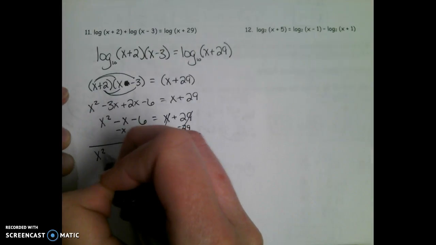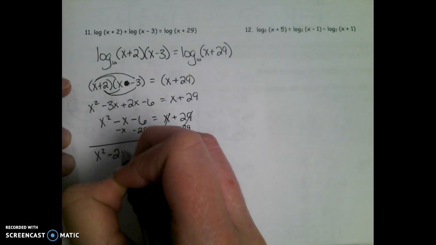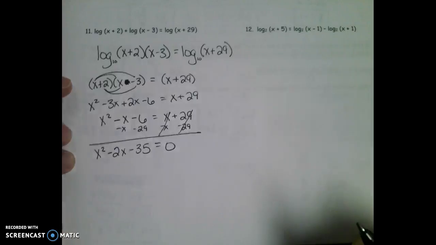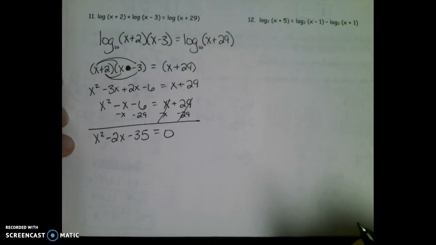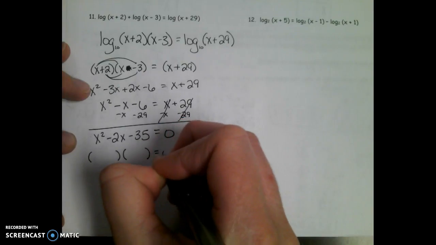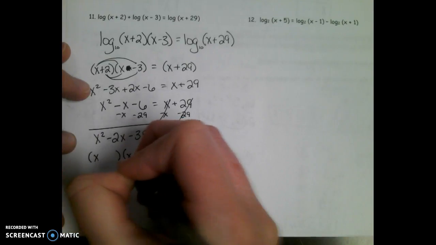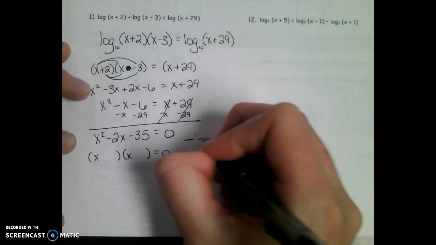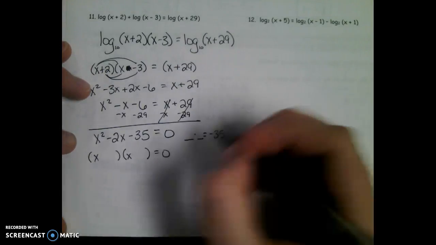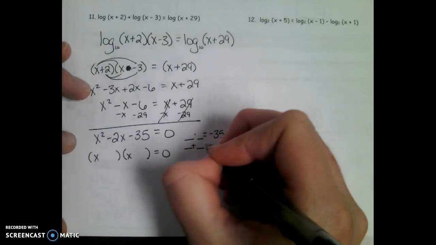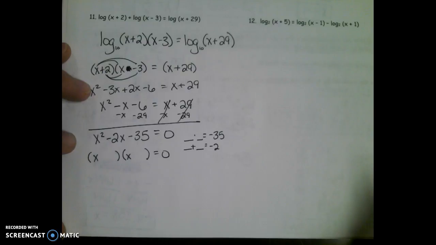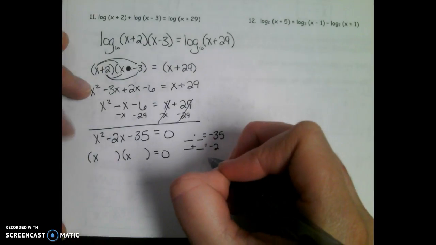So x squared minus 2x minus 35. And now we need to factor and solve. We're looking for 2 numbers that multiply to give us negative 35. Those same 2 numbers need to add up to negative 2. So think about ways to multiply to get 35.